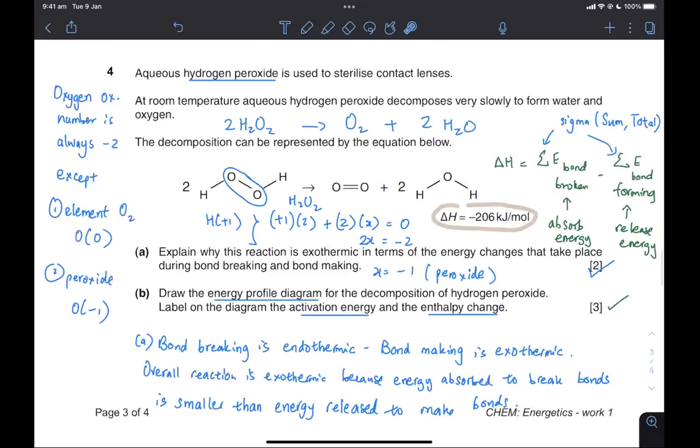Last but not least, these are the kind of essay question. This was part of a 10-mark section B question.